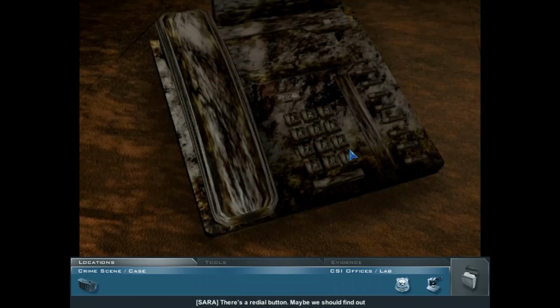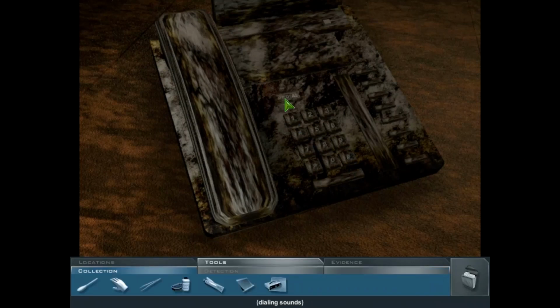There's a redial button. Maybe we should find out who the last person was on the other end. Yeah, leave a message. Pleasant. Sounds like Ray keeps good company.